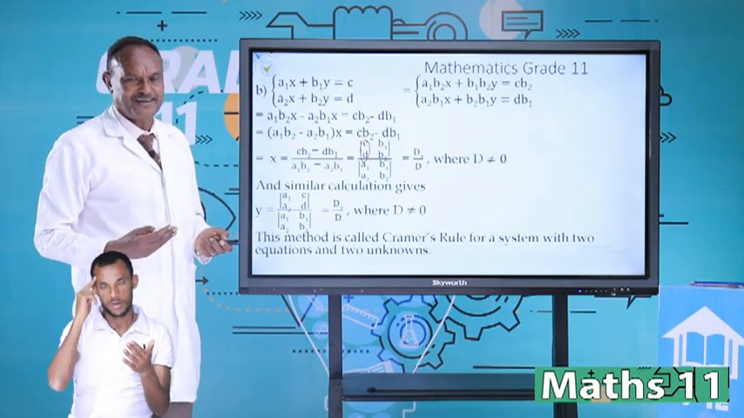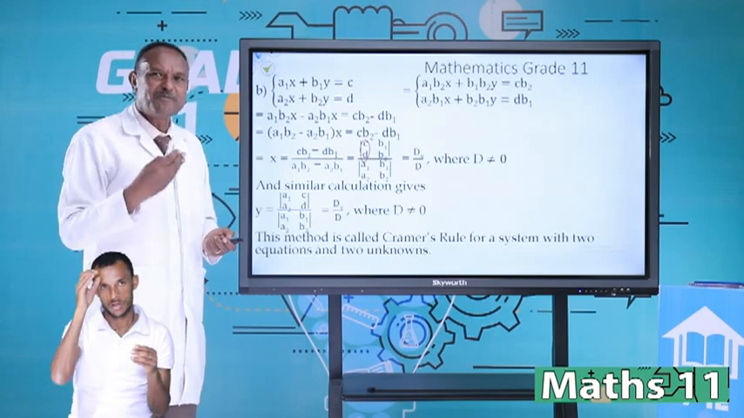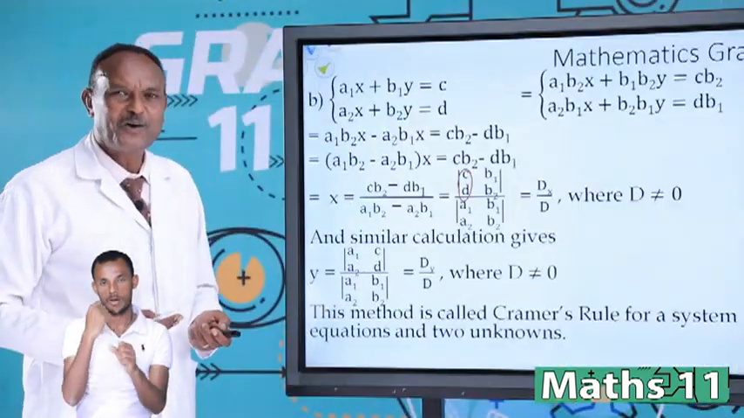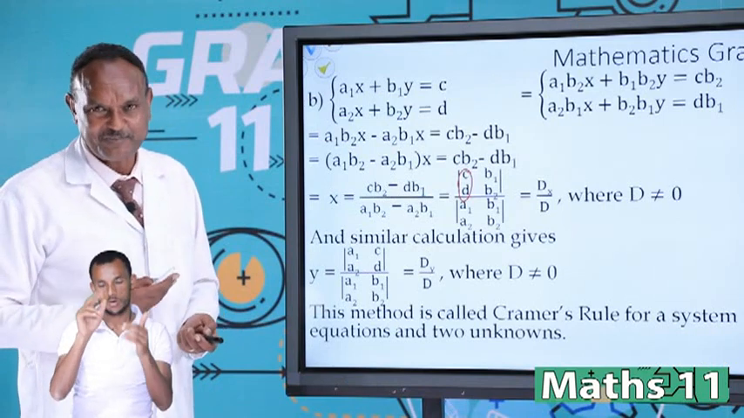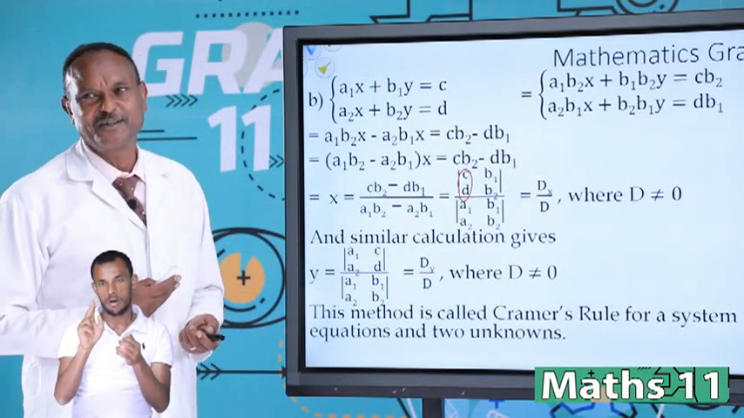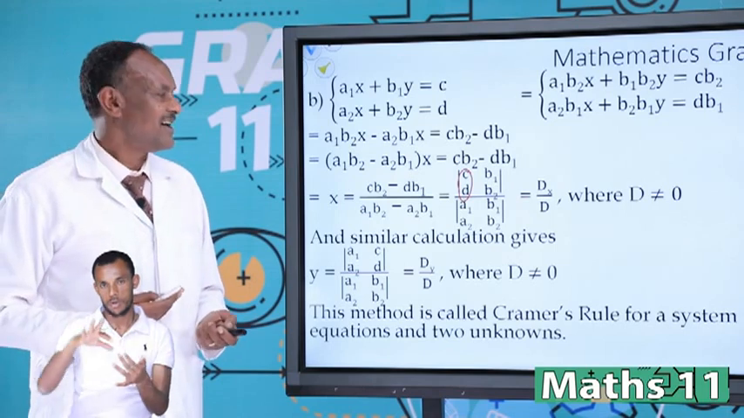I think, students, Cramer's rule can also be applied to systems of equations having three equations with three variables. You can refer to your text to get more ideas about these problems.